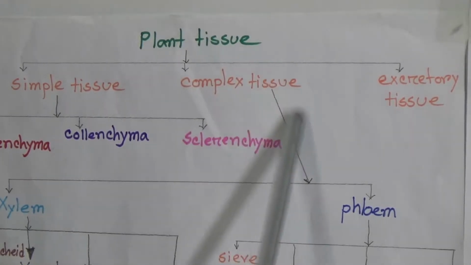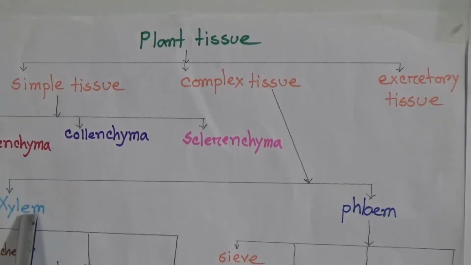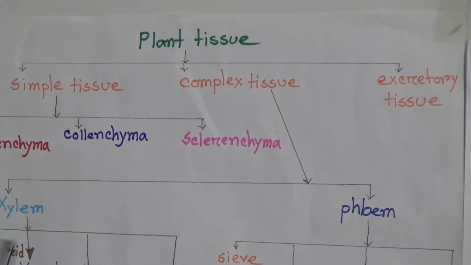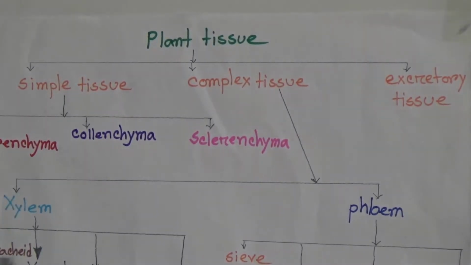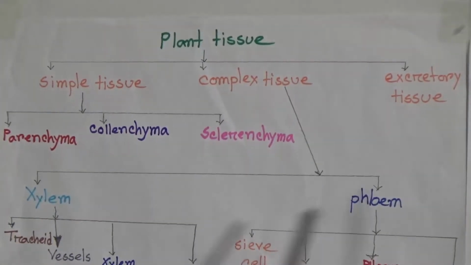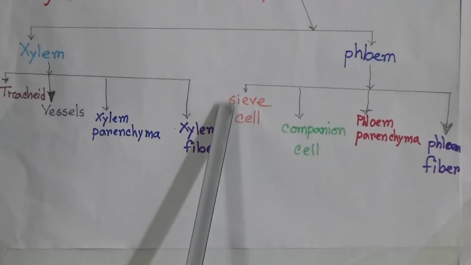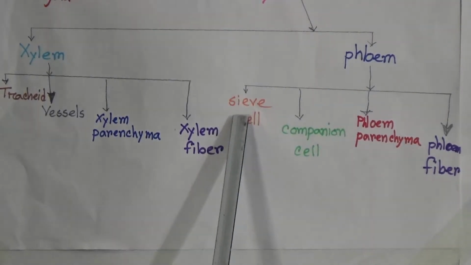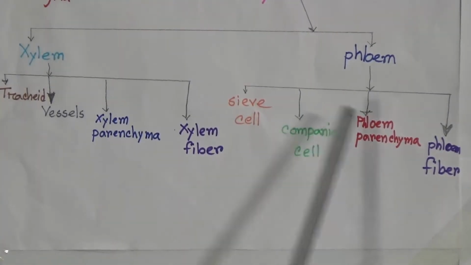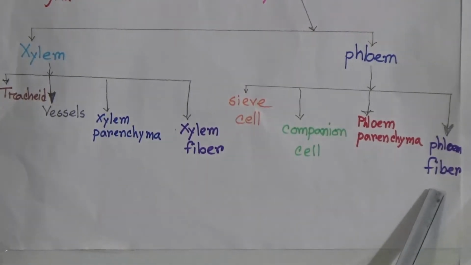Now come to the complex tissue. There are two types of complex tissue. One is xylem, another one is phloem. We can divide the xylem tissue into four types: tracheid, vessel, xylem parenchyma and xylem fiber. Now come to phloem. There are four types of phloem tissue. First one, sieve cell. In mature sieve cell there is no nucleus. Come to companion cell, phloem parenchyma, and last one is phloem fiber.